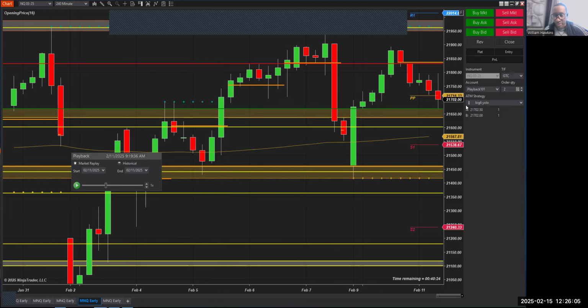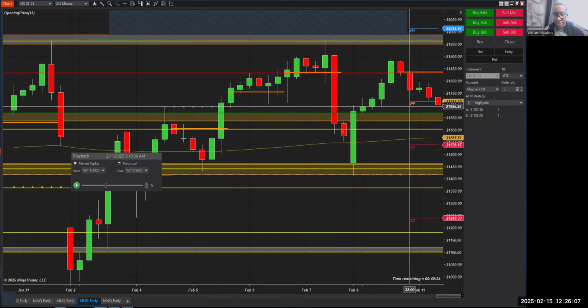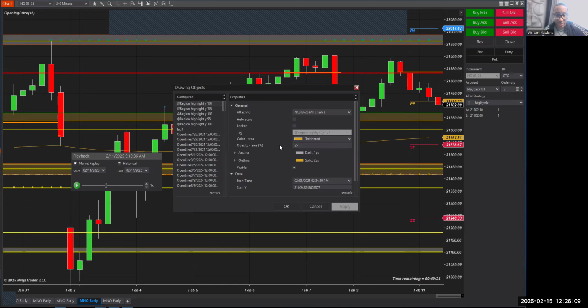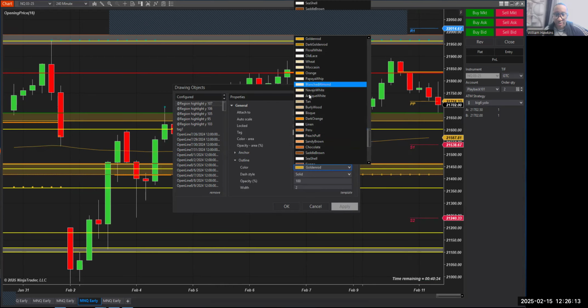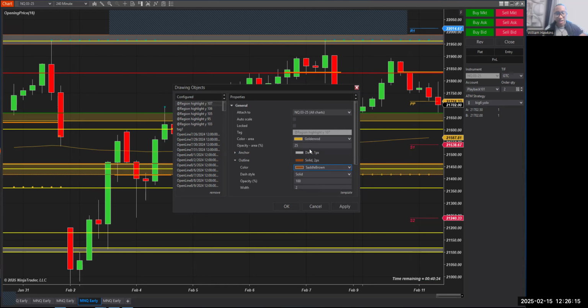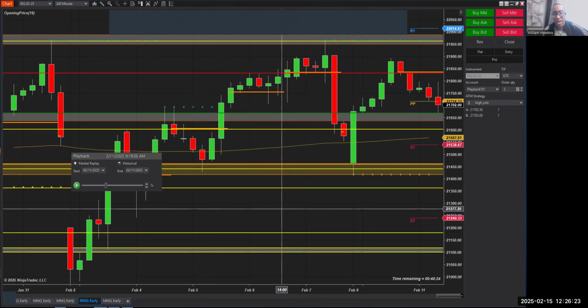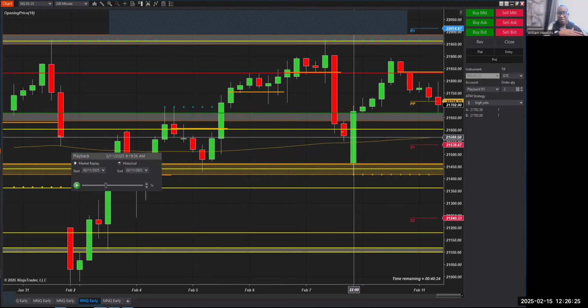All right, so we marked up that chart. Let me highlight this one. I like to change the color because anything I mark off on a 4-hour, I make it brown. That way I know if I see it on my 5-minute, I already know it's a 4-hour level. I don't have to keep going back and forth from a 5-minute, a 1-hour, a 4-hour chart to see what it was. It's marked off by the color. I know exactly what it is.